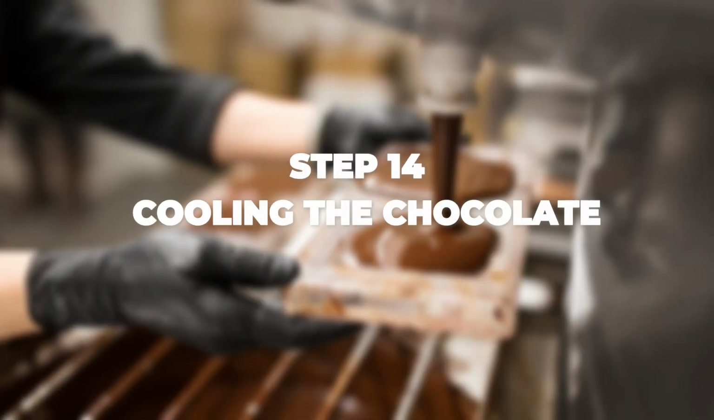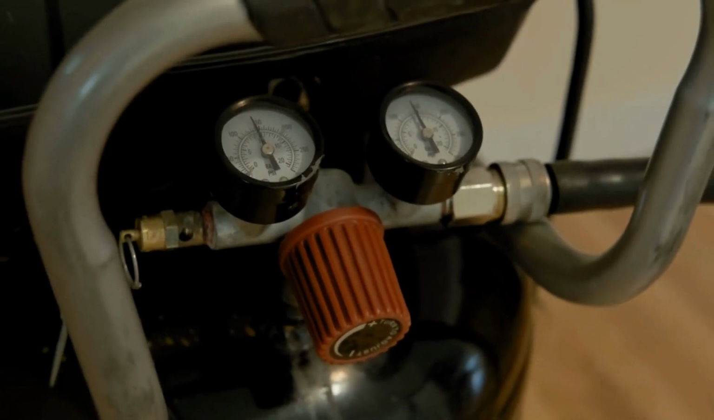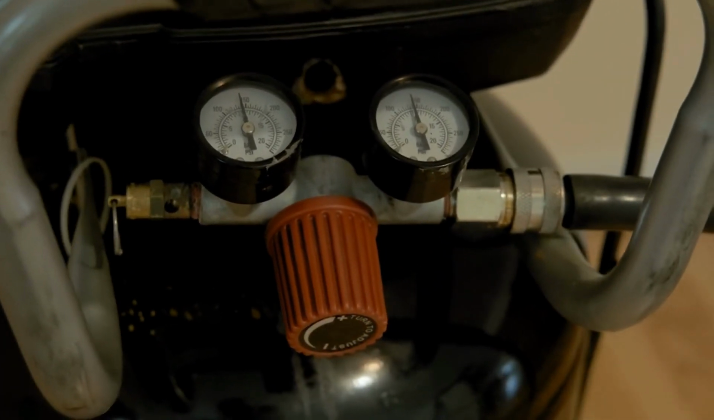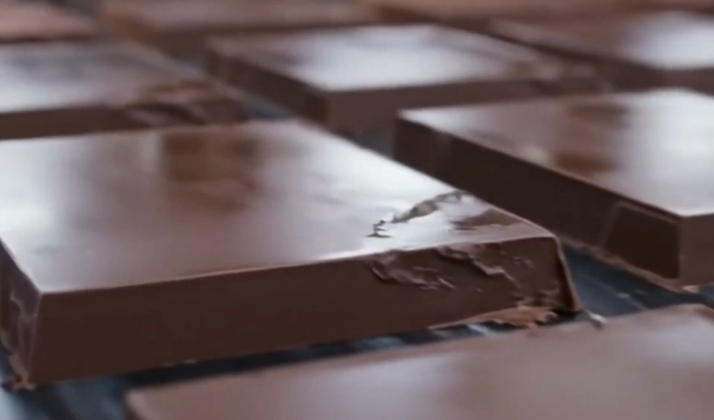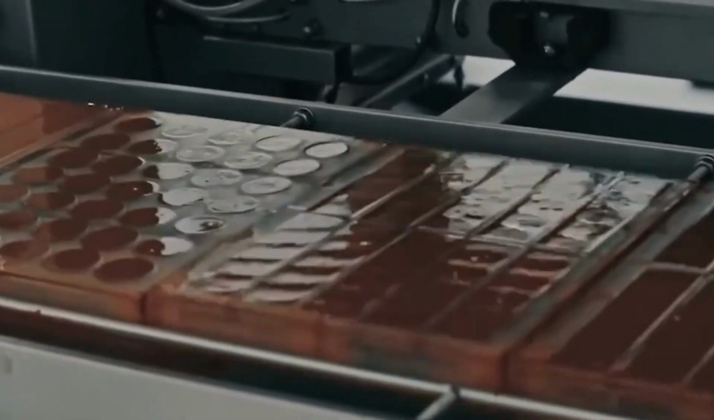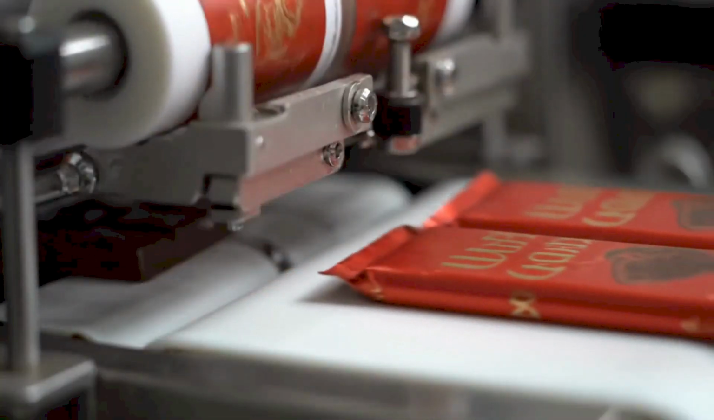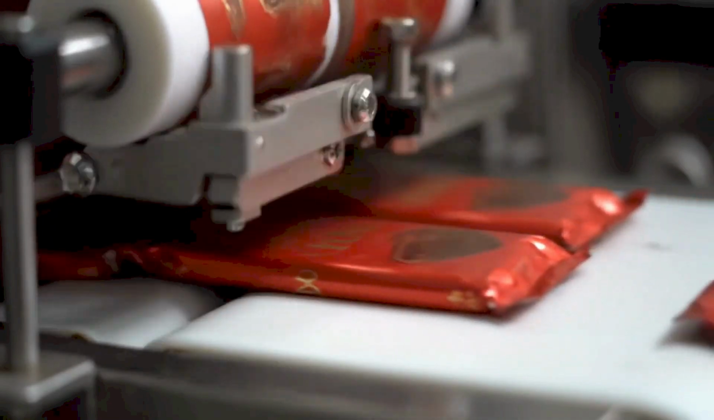Step 14. Cooling the chocolate. The filled molds are then sent through cooling tunnels. Inside these tunnels, the temperature is carefully controlled. This allows the chocolate to solidify and take its final shape. After cooling, the chocolate easily separates from the molds. Now the chocolate bars are perfectly shaped and ready for packaging.